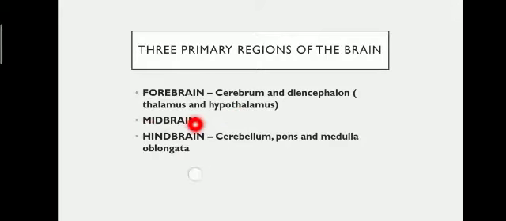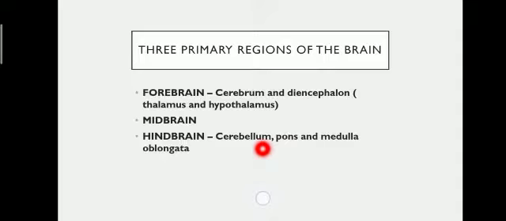Then coming to the midbrain, it is nothing but a small tubular part that is involved in coordinating eyes and ears responses. And the last is the hindbrain, which contains cerebellum, pons, and medulla oblongata.